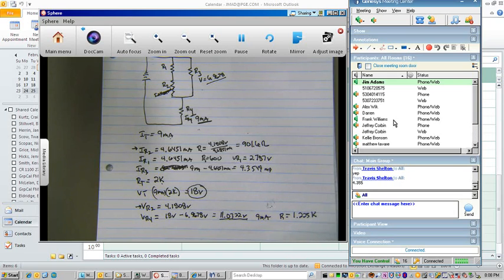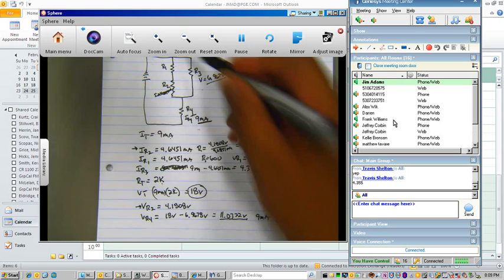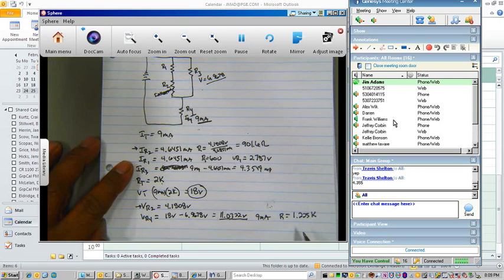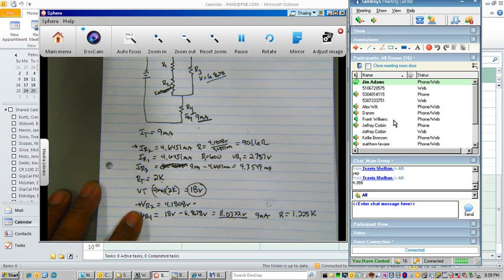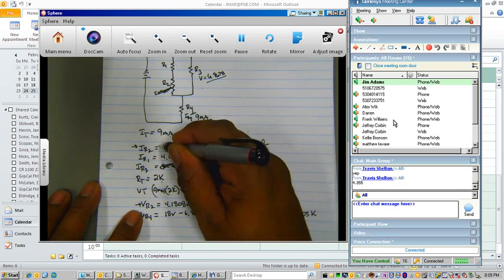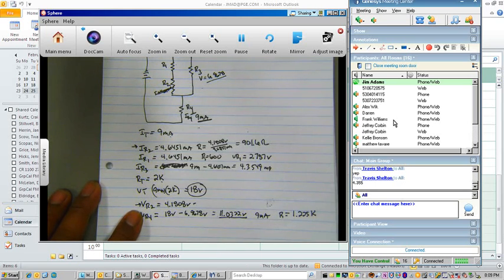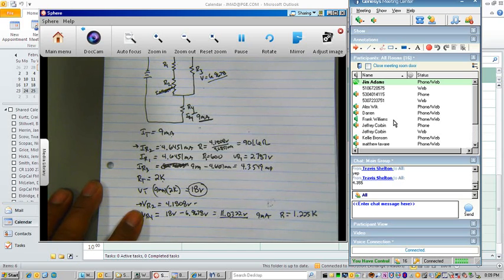I should have made a little graph, easy to keep track of stuff. I know, it's hard to see anything. Yeah, I'll do that next time. So R2 is basically 901.6 ohms.